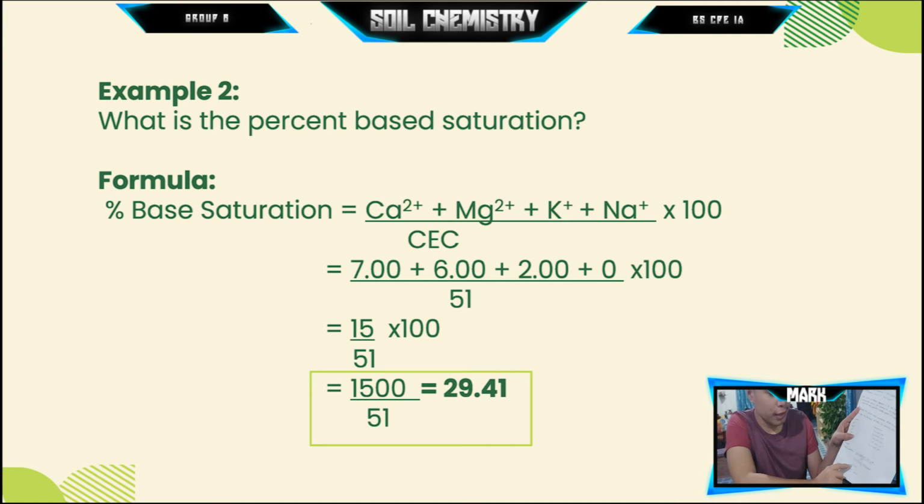So, proceed na tayo. I-add lang natin to, itong 4, magiging 15. Rewrite lang natin yung times 100 tsaka yung 51 over 51. So, ito times lang natin yung 15 sa 100. Makukuha natin 1,500. Rewrite lang natin ulit yung over 51. So, dito, nakuha natin 1,500 over 51. I-divide lang natin to, makukuha natin na sagot ay 29.41.